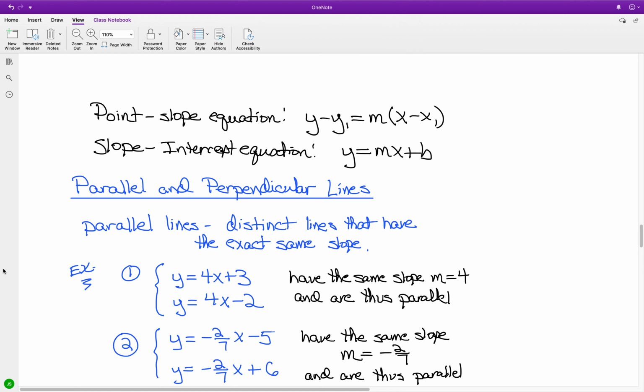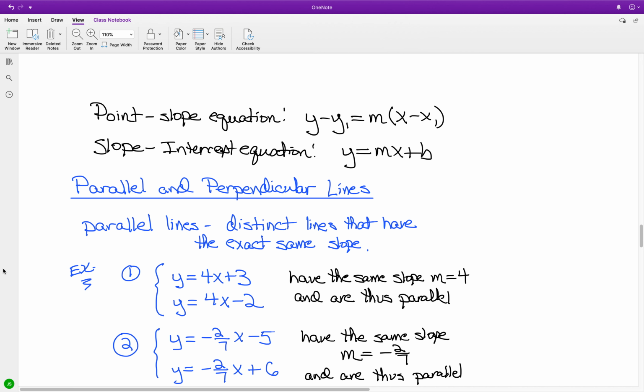Okay, now for the next portion, we will be looking into parallel and perpendicular lines. And we have at our foundation the point-slope equation, whereupon we have y minus y1 is equal to the slope m times the quantity of x minus x1, which leads up to the slope-intercept equation, which we have as y is equal to mx plus b.